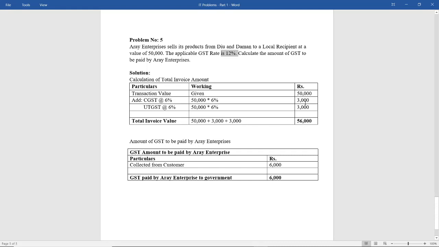Now what is the amount Ari Enterprises is going to pay to the government? It is only the amount which it is going to collect from the customer as taxes. So it is collecting 6,000 as taxes. So obviously the GST paid by Ari Enterprises to the government will be 6,000 rupees.